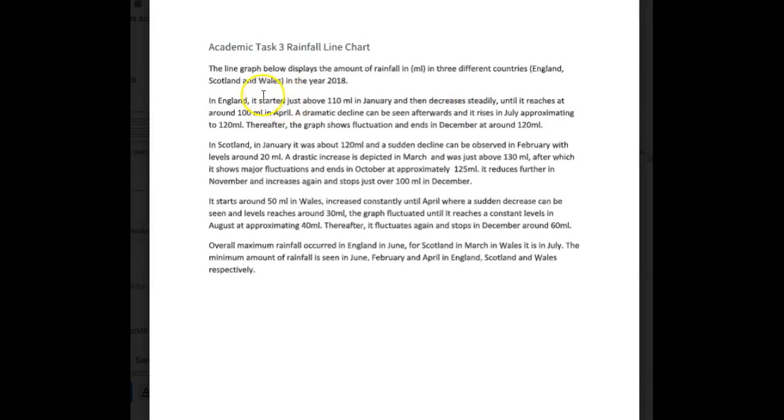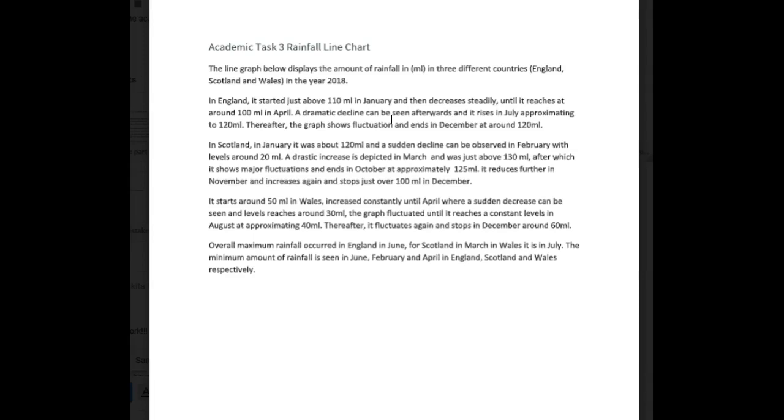decreased. Careful with your tenses because here you have past tense and suddenly you have present tense. So, and then decreased steadily until it reached around, get rid of the at, 100 ml in April. A dramatic decline can be seen afterwards. Okay. And it rises. What rises? The decline? Careful again. In July, approximating to 120 ml. Thereafter, the graph shows fluctuation and ends in December at around 120 ml.